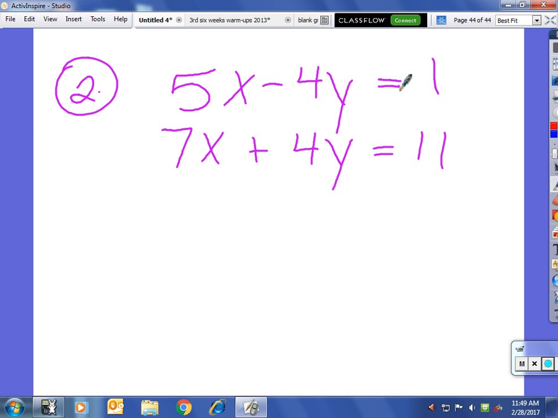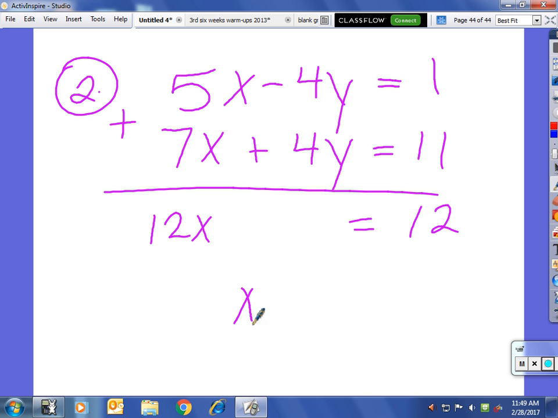They're eliminated. We have to make an equation with just one letter so that we can find one part of the answer and then the other. All right, so add them up. What do we get? 12x equals 12. What does x equal? 1.